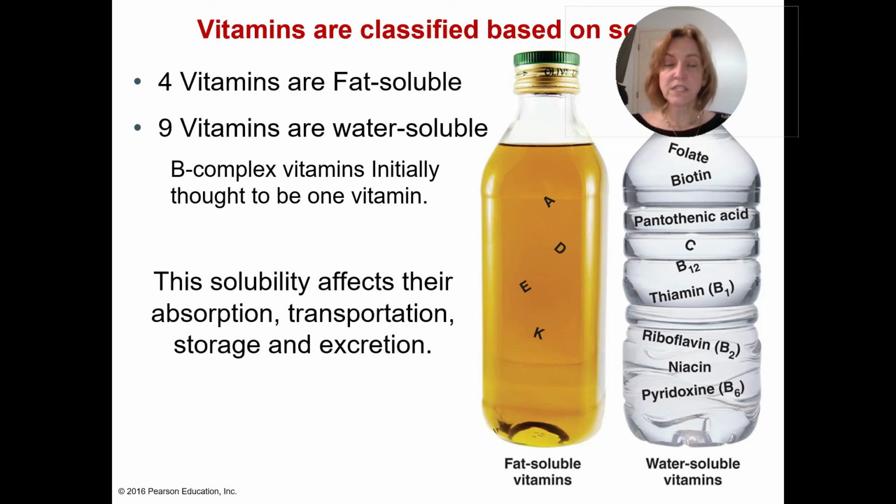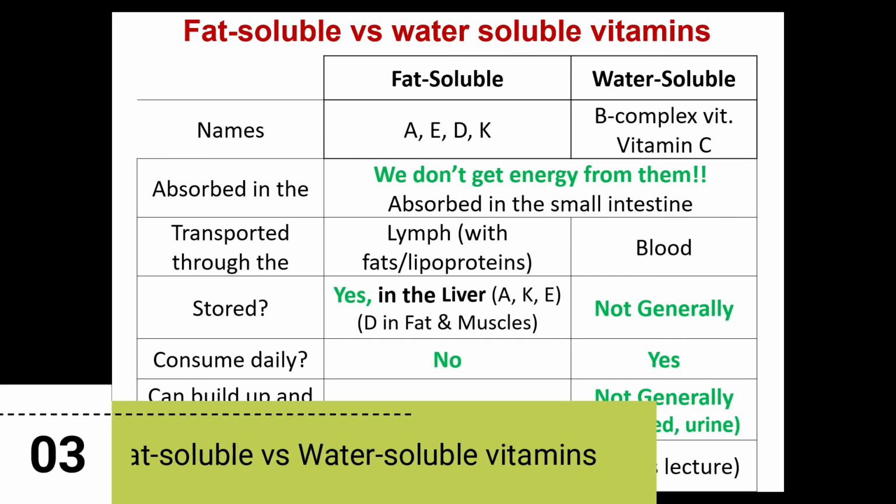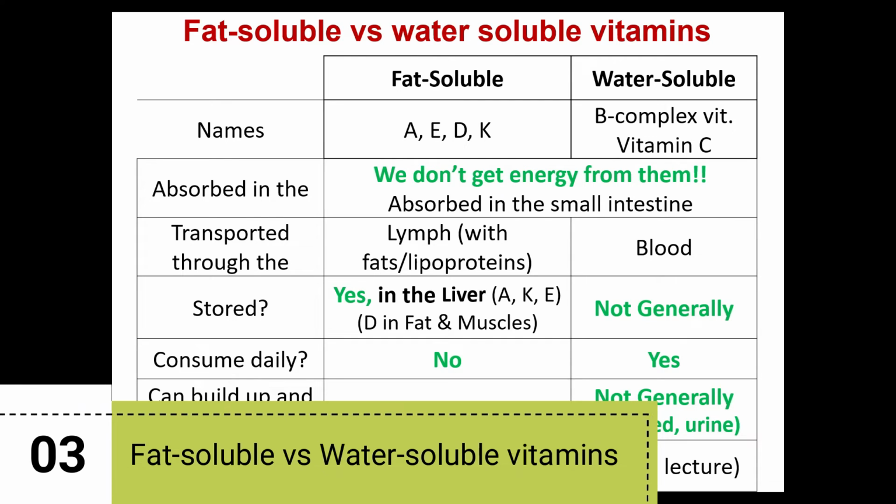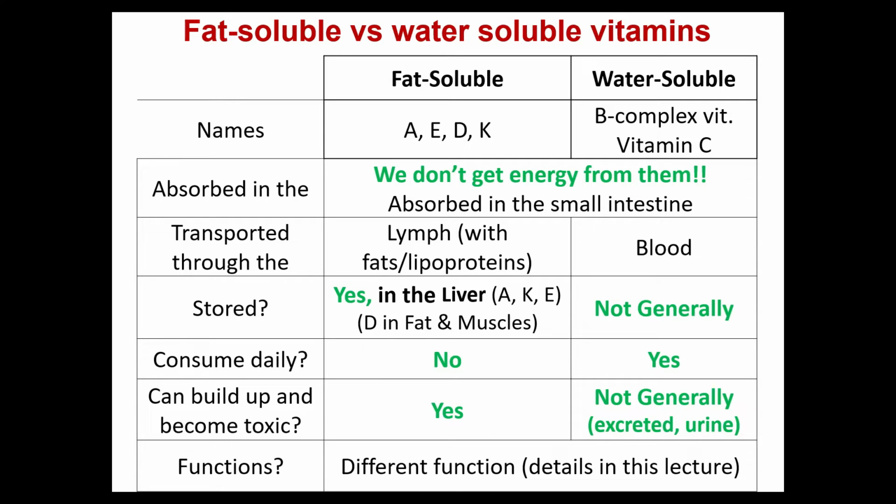And this difference in solubility will affect the way these vitamins are absorbed or transported, or if we store them or if we excrete them or not. And this table is summarizing what happens with fat-soluble and water-soluble vitamins in terms of absorption, transportation, storage, if we need to consume them daily, or if they are likely to become toxic or not. Both fat-soluble and water-soluble vitamins, as you can see here, are absorbed in the small intestine.